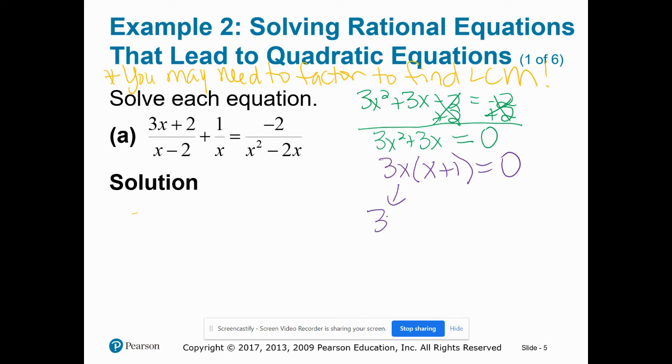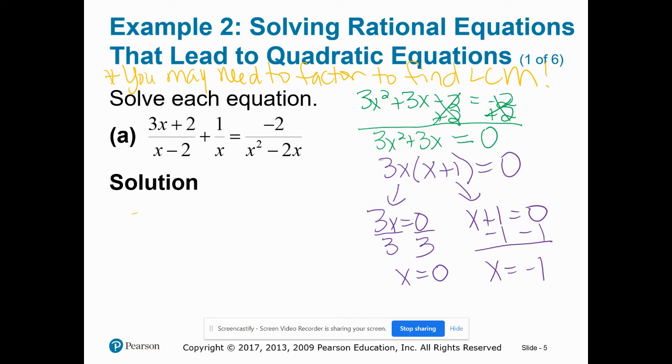We set every x equal to 0. I solve for x here by dividing by 3 on both sides, and we get x is equal to 0. I solve for x here by subtracting 1 from both sides, and I get x is equal to -1. So right now our solutions are 0 and -1.